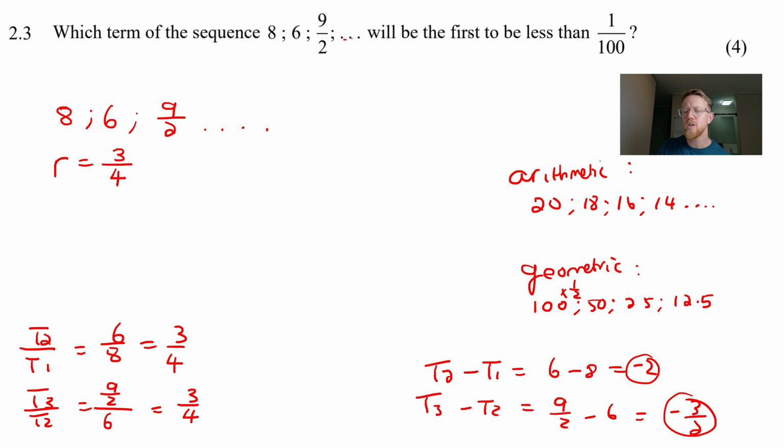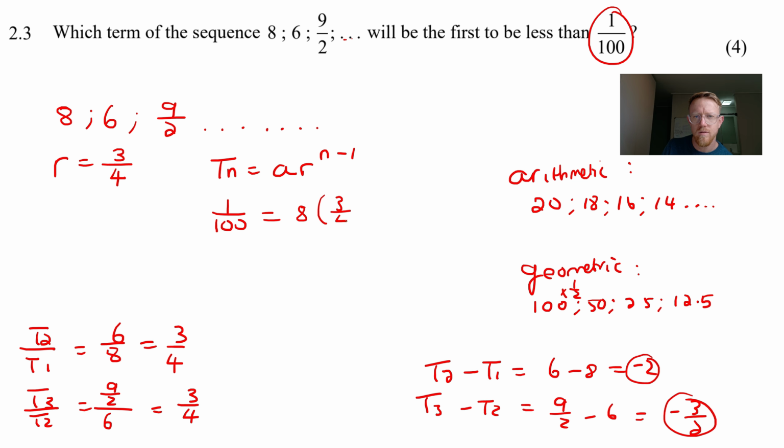Now they want to know which term is going to be less than 1 over 100. So if these numbers keep going on, eventually there will be a number that is less than 1 over 100. So let's write out the formula for geometric. We're trying to find a specific term, we're not trying to find the sum. They said which term, so we're using the Tn formula. And let's use 1 over 100. And so a is term 1, which is 8. r is 3 over 4. And then n minus 1.